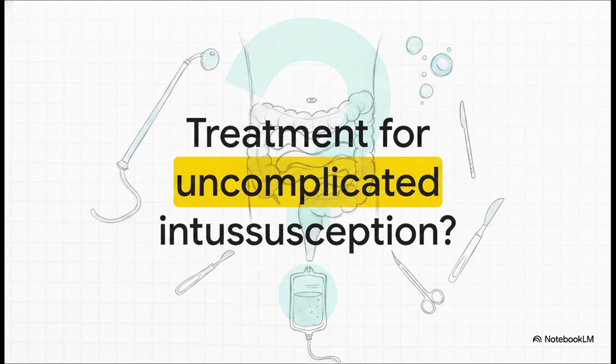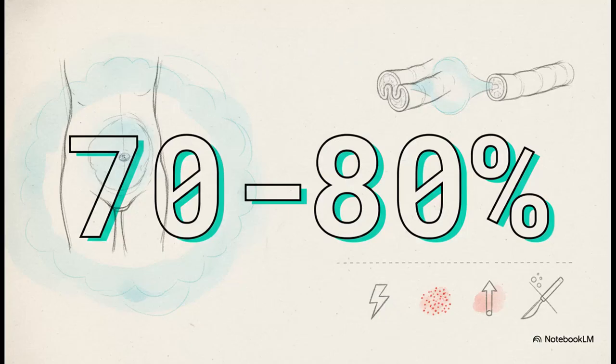Now, which of the following is the treatment of choice in an uncomplicated intussusception? A, hydrostatic hypersaline enema. B, hydrostatic gastrografin enema. C, air enema. D, laparotomy and milking. Or E, none of the above? The correct choice is C, an air enema. For a stable, uncomplicated case, pneumatic reduction under fluoroscopic or ultrasound guidance is absolutely the way to go.